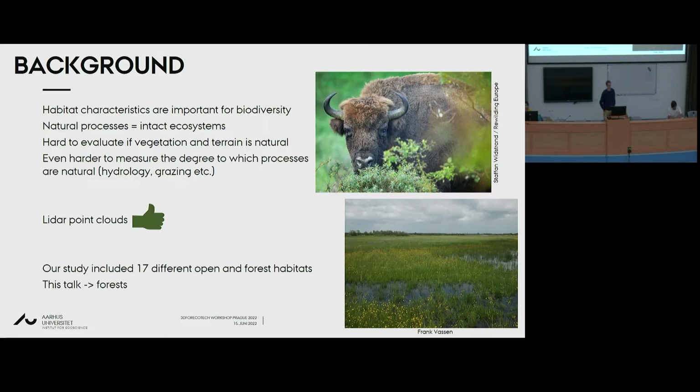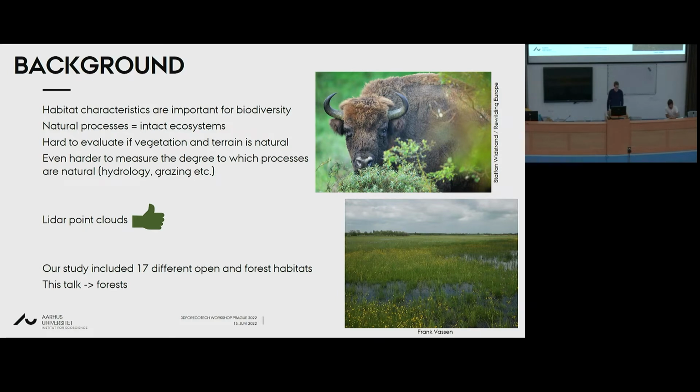I realized that you were maybe not all biologists, so I decided to have a short background slide, just to make it easier for you to understand what my presentation is about. So it's important to understand that habitat characteristics are important for biodiversity. We simply see a strong relationship between terrain structures and vegetation structures and the biodiversity in a given site.